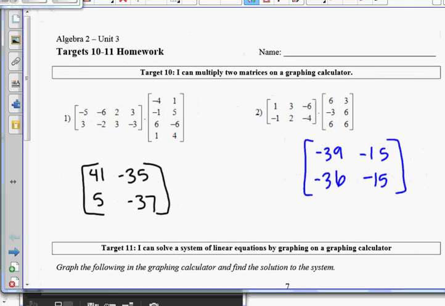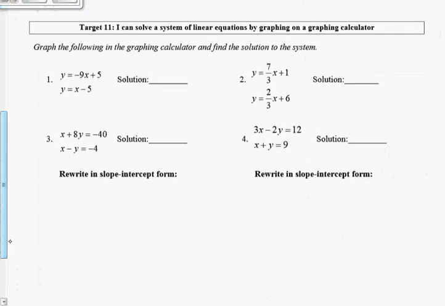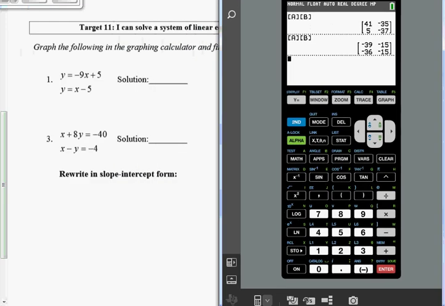On target 11, we are looking for the solution using our 2 lines. So we are going to graph these 2 equations in our graphing calculator and look for their intersection. Remember, when we graph, we can only graph in slope-intercept form. So 1 and 2 are already done for us in slope-intercept form. 3 and 4 we will have to change over.